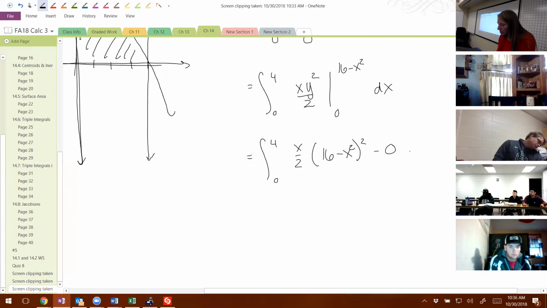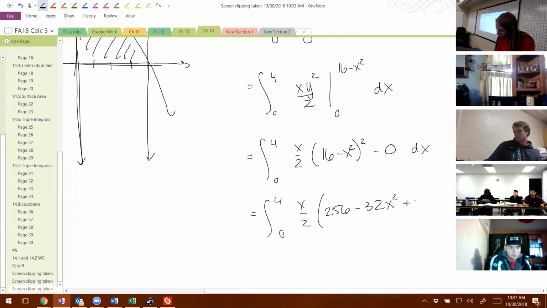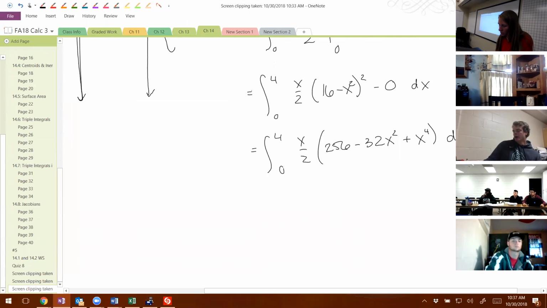And then just minus 0, and we plug in a 0, right? Yeah. So 0 to 4, x over 2. If we square this, what's 16 squared? Is that 256? I don't know. That'll be minus 32x squared and then plus x to the 4th. Yeah. And if we go back and show that x over 2 to all those terms, just to make this a little simpler, so not working with the product, 256 divided by 2.